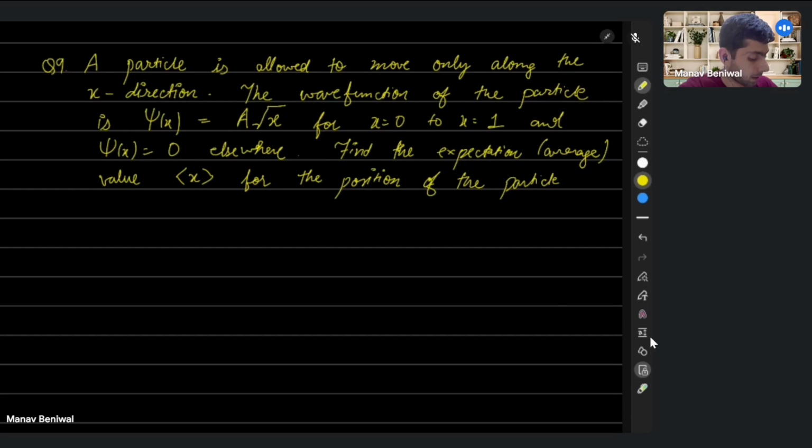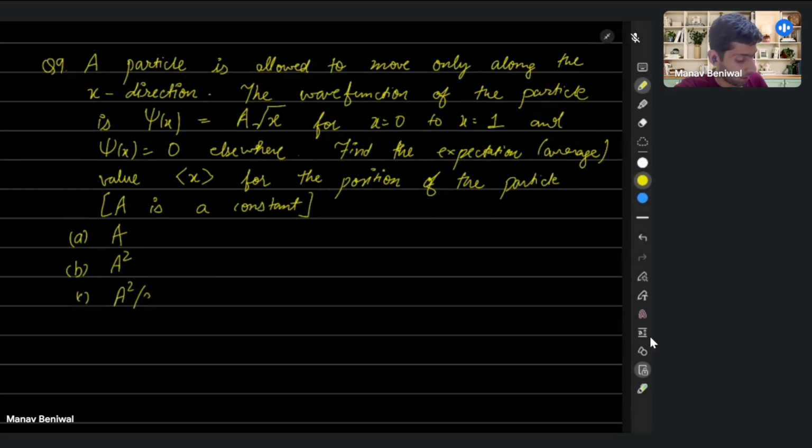Okay, and it is given to us that a is a constant, and the options are the average value is a squared by 3, or under root a.